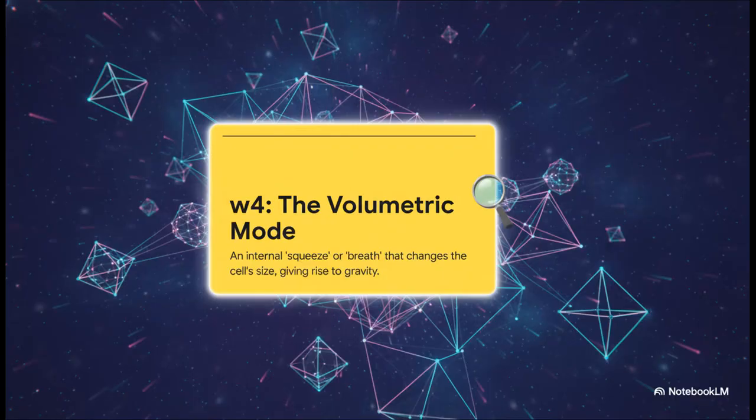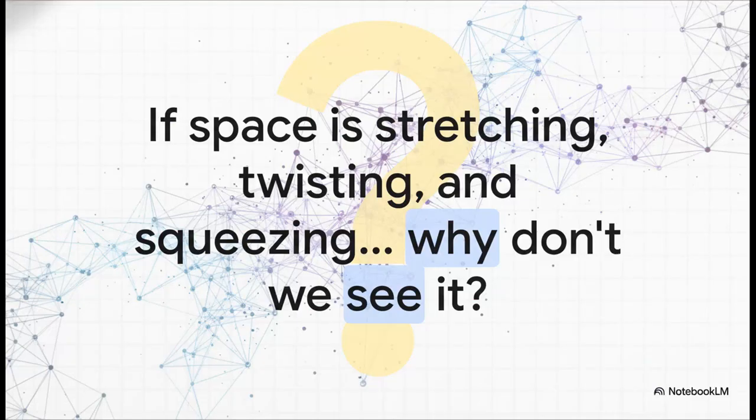And finally, there's W4, the volumetric mode. You can think of this one as a squeeze or a breath. It's the entire cell expanding and contracting, changing its own volume. And this rhythmic breathing of spacetime's pixels, that's what we experience as gravity. Okay, hold on. If every single point in the universe is secretly stretching, twisting, and squeezing all the time, why on earth does reality seem so normal, so stable? Why don't we feel any of that?